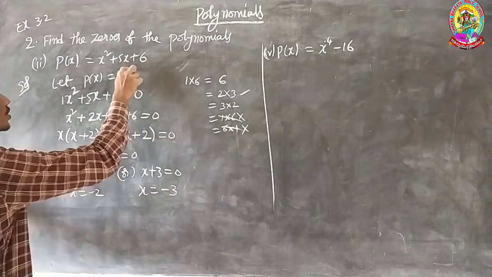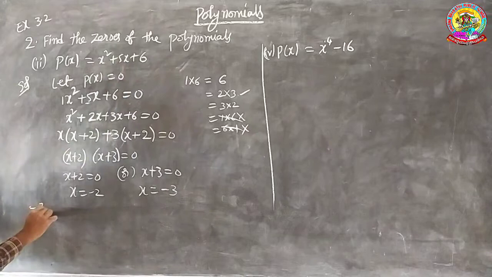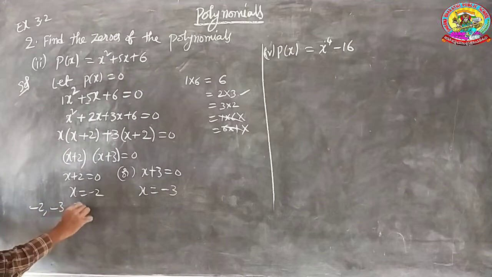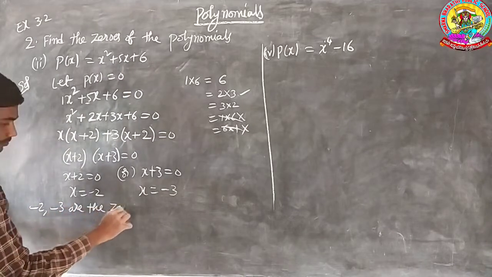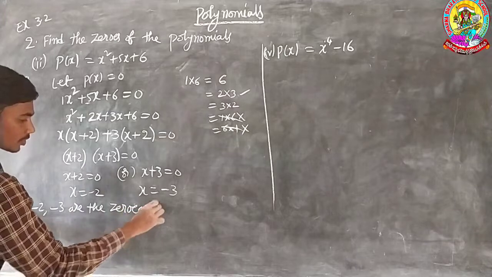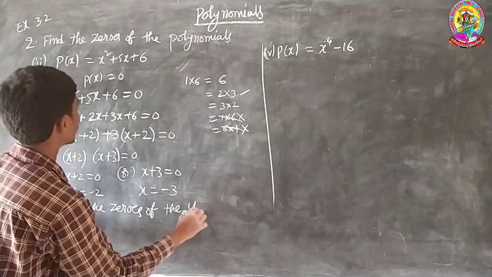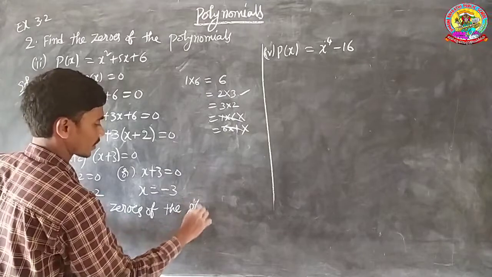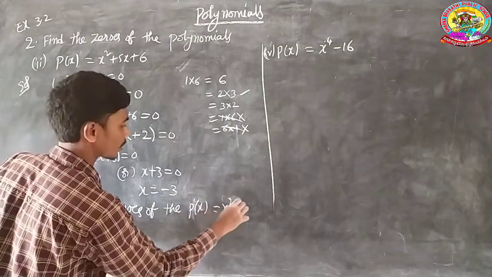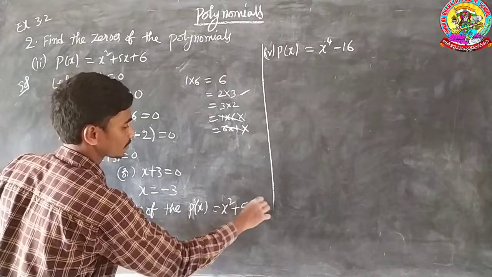So now minus 2 comma minus 3 are the zeros of the polynomial p of x is equal to x square plus 5x plus 6.